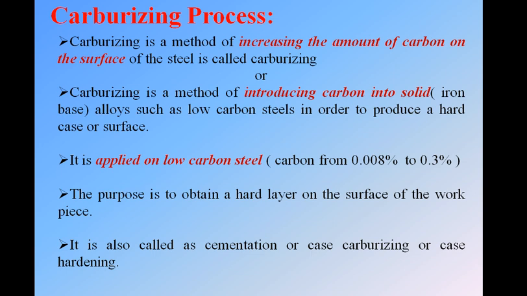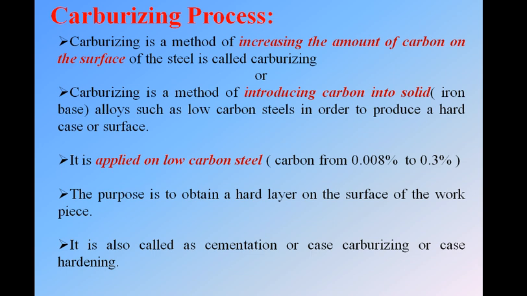Means we can add carbon on the surface of the material so that its composition increases from 0.3% to 0.6, 0.7% carbon, so that, as we know, as carbon increases, hardness will increase. Same way, as we increase the percentage of carbon on the surface, it will increase the hardness of the material. Okay, so increasing the amount of carbon on the surface of the steel is called the carburizing process. Or we can say introducing carbon into solid alloys such as low carbon steel.